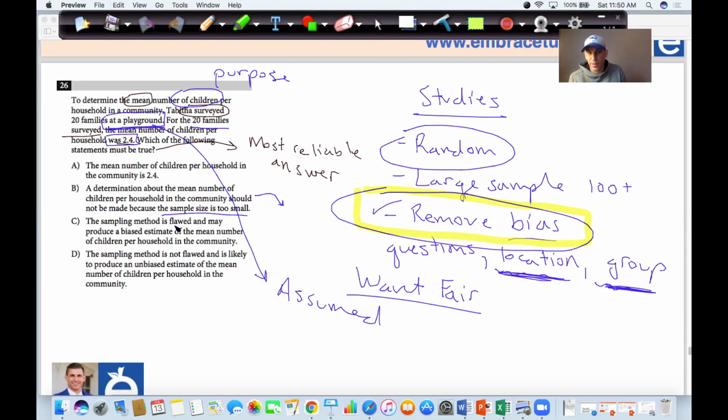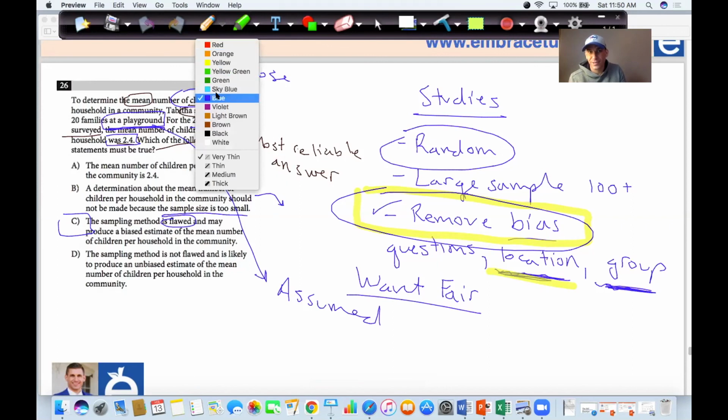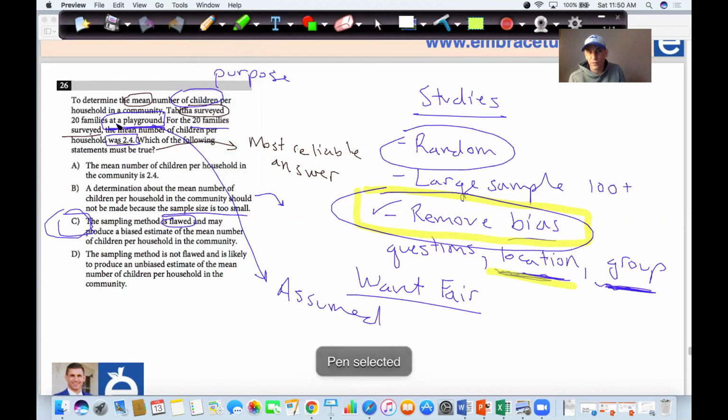However, the sampling method is flawed and may produce a biased estimate of the mean number of children per household in the community. Well, yes, it's flawed. How is it flawed? She conducted the research at a location that elicits bias into the sampling of the collection. So even if A is true, and even if B is somewhat true because she could have asked more people, C is definitely true because the only people she asked were individuals at a playground, most likely with children, right? And that's the assumption you kind of have to make. So C is going to be our answer to question number 26 in this sense.